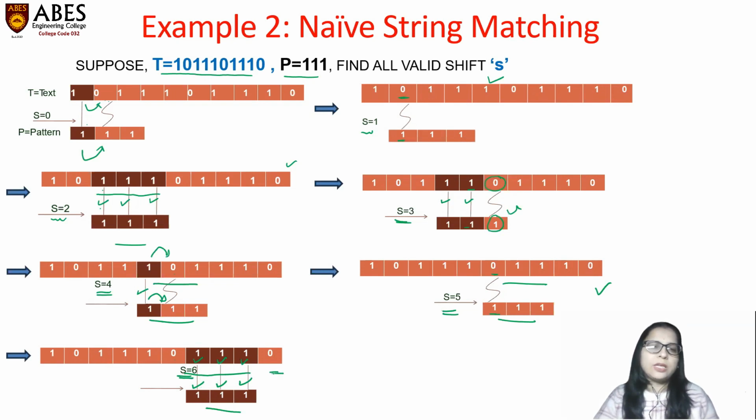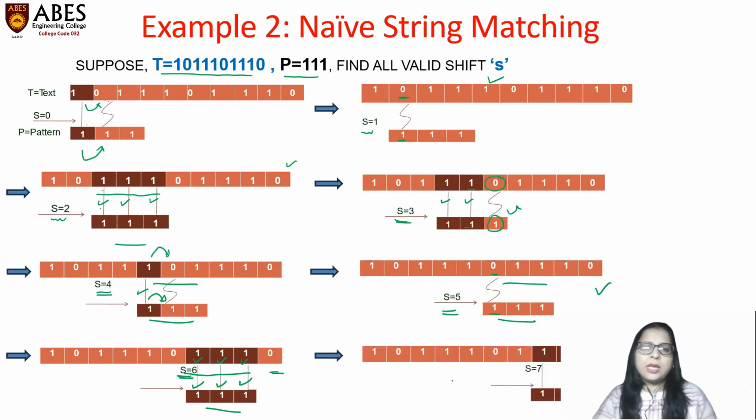Then we have not yet reached the end. So the pattern moves one position right. And here we see that the last value does not match. So for the value of S is equal to 7, we do not get our answer. So what are the valid shifts here? The valid shifts are S is equal to 2, and S is equal to 6. For these two values, we get a match. That means these two are our answer.